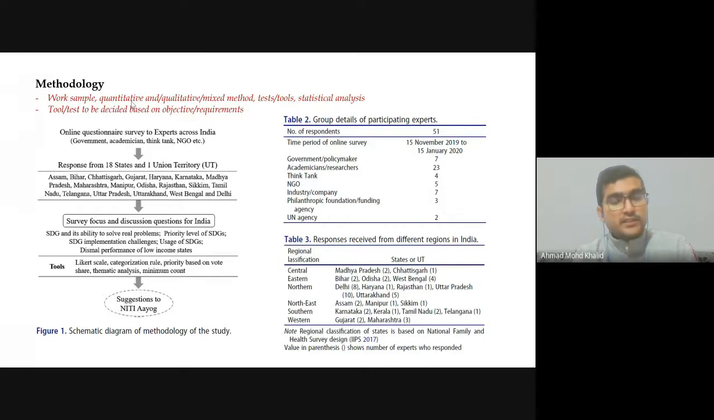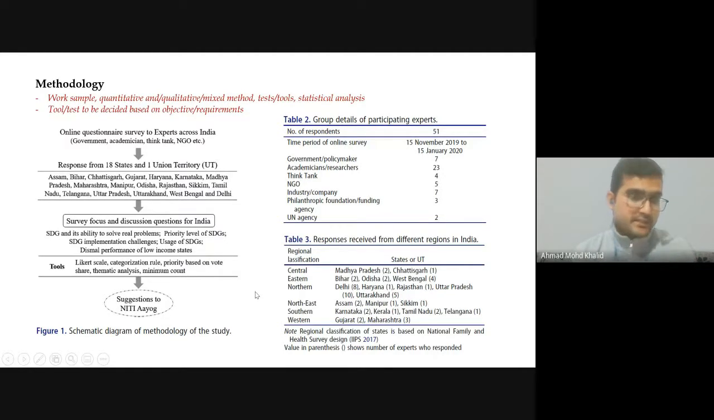And the test and the tool which you select depends on the objective of your study and what is required out of the work you have proposed. For example, in the article I have taken, if you look at figure one, they have shown a schematic diagram of the methodology of this study.